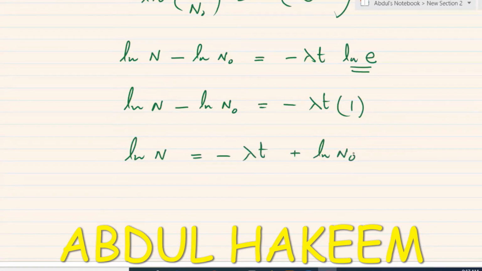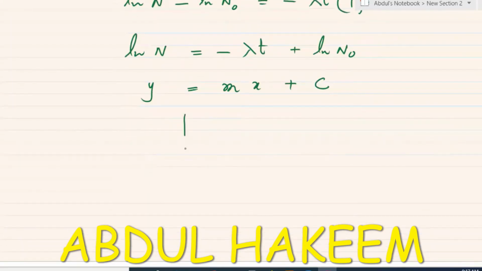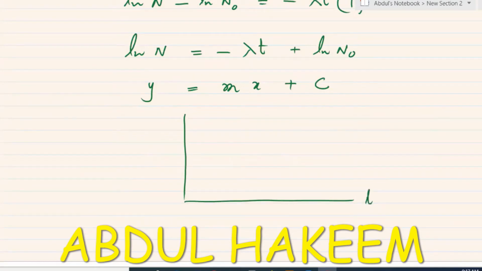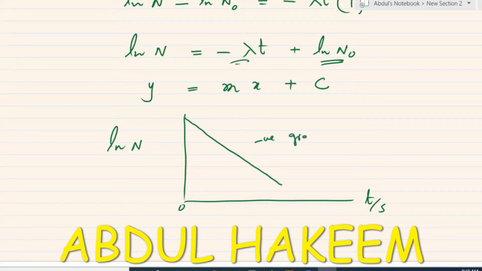So this is the linear form of the equation, because it is y equals mx plus c, meaning when the graph is plotted with t on the x-axis and ln N on the y-axis, its y-intercept is ln N naught, which is positive, and its gradient is negative. So we will draw this with a negative gradient, which is equal to minus lambda, and this is the y-intercept, which is ln N naught.